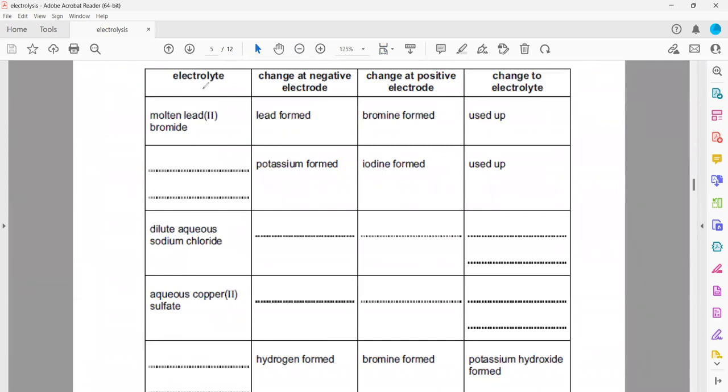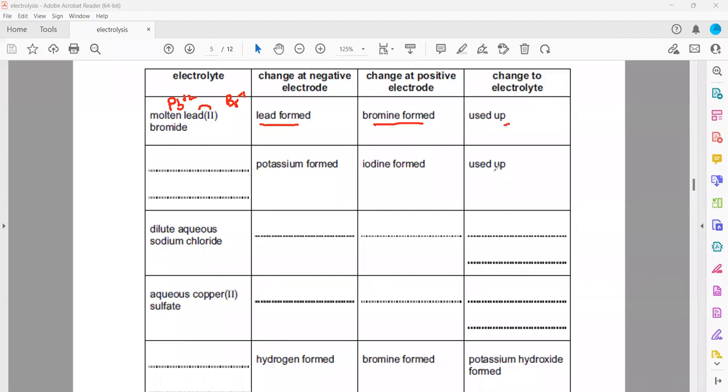First, if you have molten lead(II) bromide, what are the ions present in lead(II) bromide? It will contain lead ion, because lead is Roman 2, so lead is 2+, and bromide means bromine is group 7, so minus 1. Because it's molten, it does not contain any water. So as it does not contain water, the lead ions will move towards the negative electrode. That's why lead is formed at the cathode and bromide ion will form at the anode. And for molten substances, the electrolyte is used up.